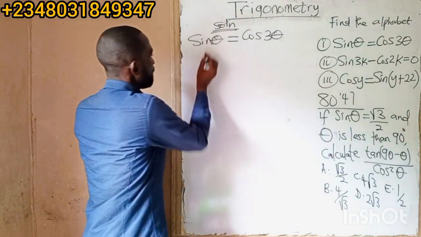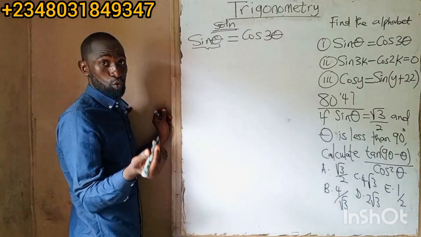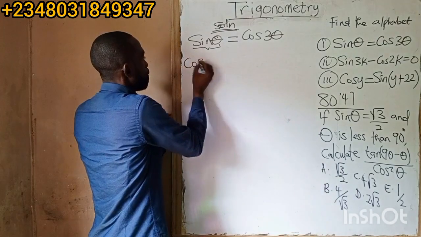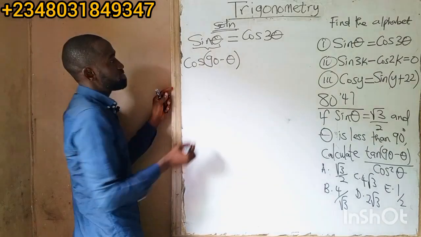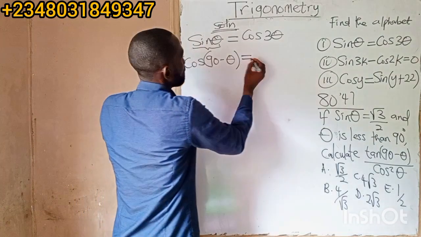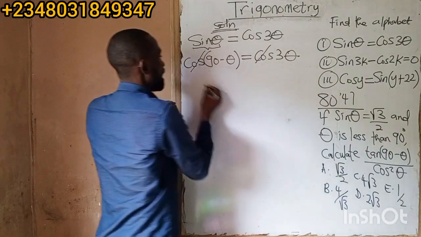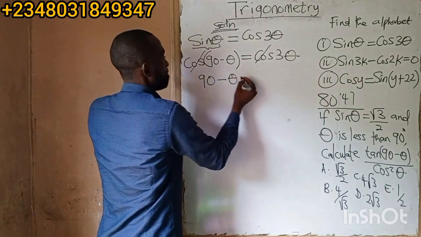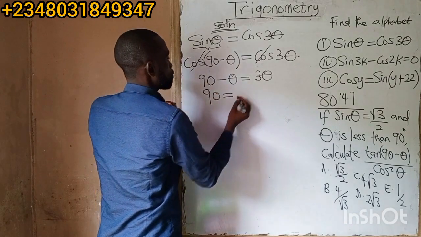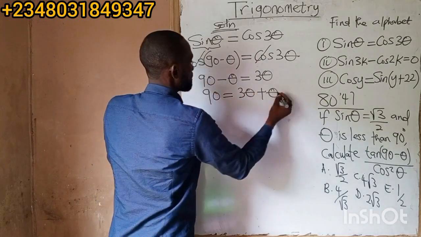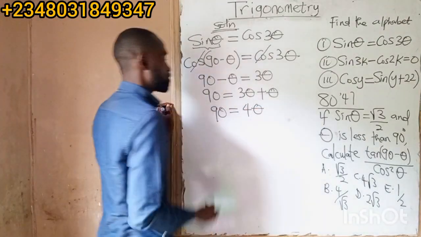So here, sine something is very easy to change to cos. Sine something will give us cos of 90 minus that thing. From the relationship, this one is the same as this. It's just cos 3 theta. So the cos will cancel out, and I have 90 minus theta is just 3 theta. Theta will come here. We have 90 is just 3 theta plus theta. So what do I have here? 90 is just 4 theta.